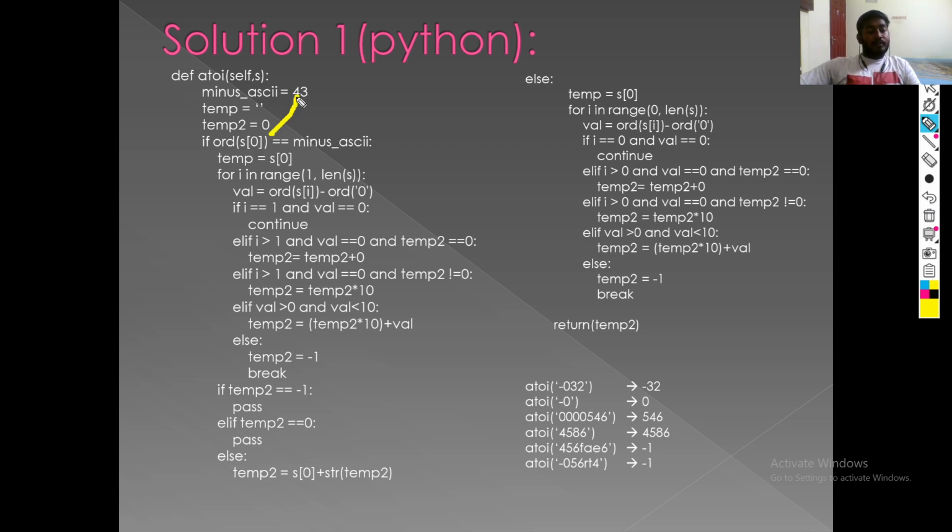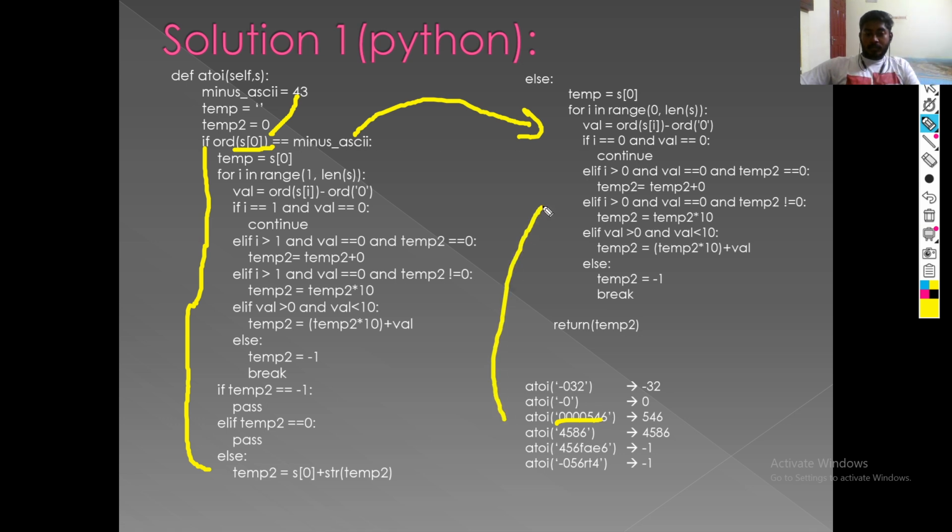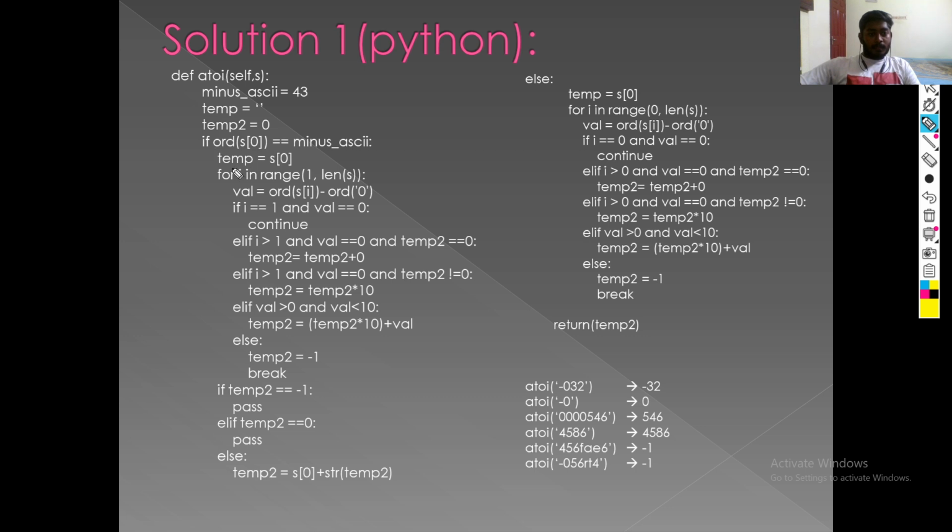the ASCII value will be 43, right? If the value contains minus, it will be 43 equal to 43. If it is the same, this particular code snippet will execute, or else it will execute this. If we are not having any minus before the integer, it will execute this statement. If you are having minus, it will execute this statement. Okay, now we can see the next part.